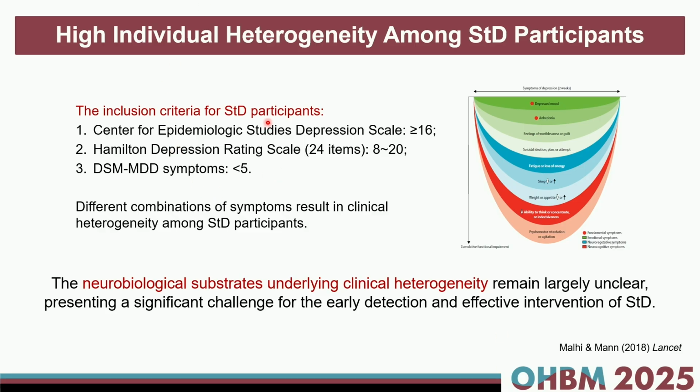STD is typically defined using self-report scales and DSM criteria for major depressive disorder. In particular, according to the DSM-5, STD participants often show at least 1 core MDD symptom, but less than 5 in total. Consequently, different combinations of symptoms result in clinical heterogeneity among STD participants. However, the neurobiological substrates underlying this clinical heterogeneity remain largely unclear.